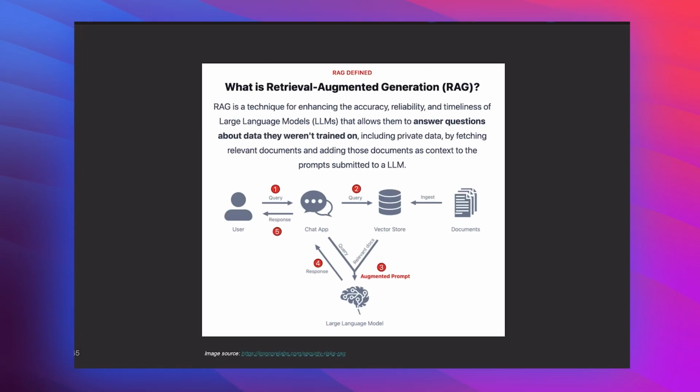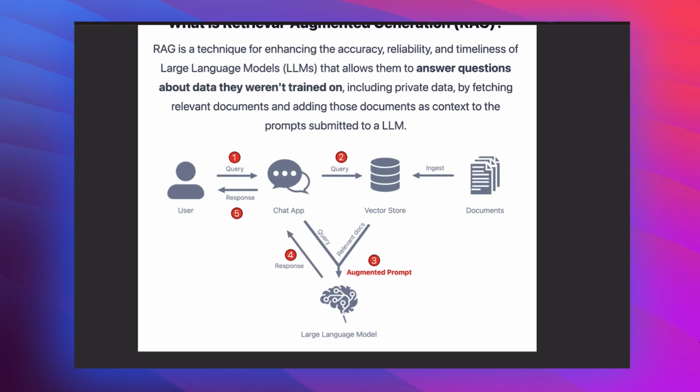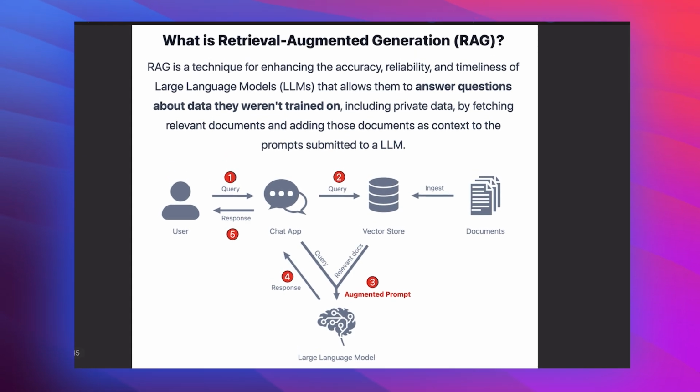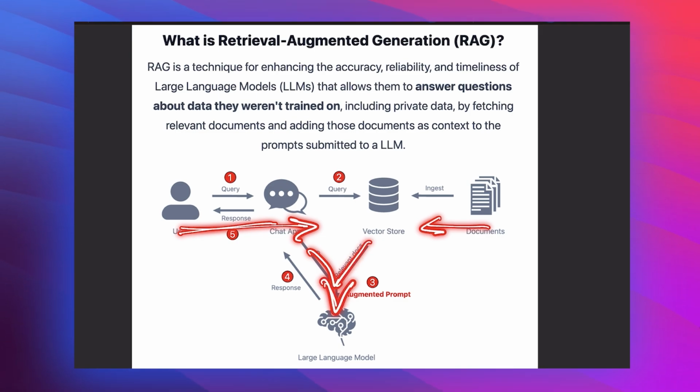So if you see the definition of RAG, Retrieval-Augmented Generation is a technique of enhancing large language models by making them answer questions about data which they haven't trained on, by fetching or adding relevant documents as a context to the prompts being submitted to the LLM. It sounds complex. Let's break it down. Here we are not just sending user queries to an LLM. Instead, we are augmenting or retrieving relevant domain specific info and sending them together as a prompt.